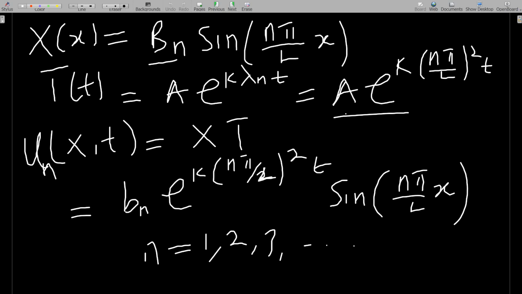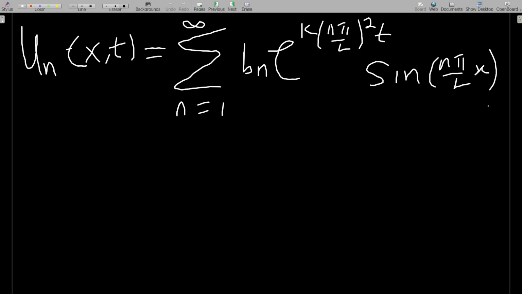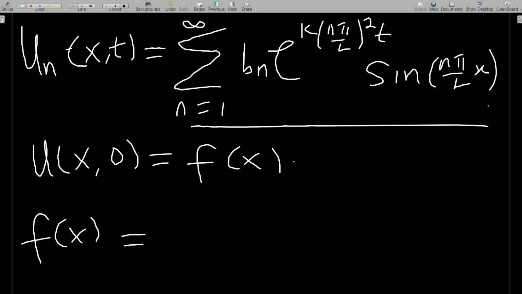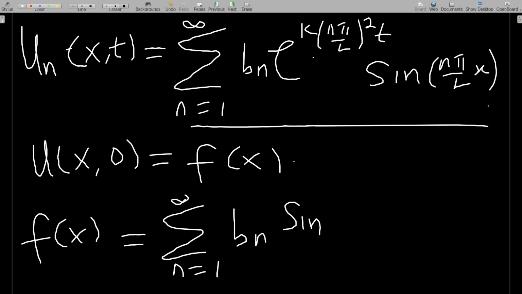Our u_n is given by this. So we said that for the initial condition, u(x,0) is equal to f(x), meaning that our f(x) will be equal to, wherever I see t in this u_n(x,t), I'll put 0 there. That will give me e to the power 0, and that is 1. So I'll get the summation n equals 1 to infinity of b_n sine(nπx/L). Now I realize that this is actually the Fourier sine series of a function f(x).